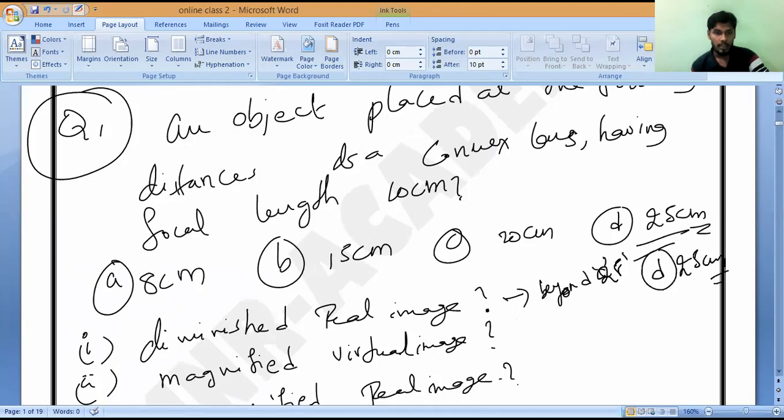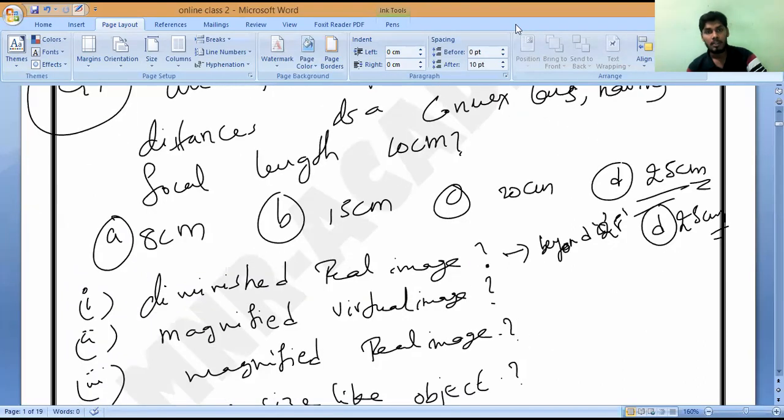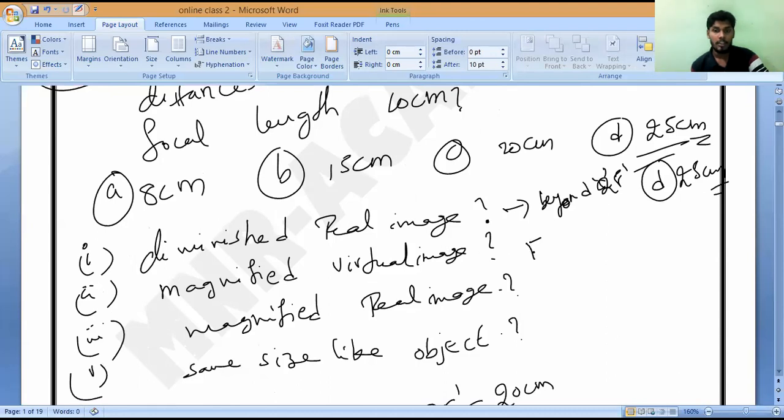So next, magnified virtual image. 8 centimeter. Optical center C, is it yes or no? 8 centimeter is within 10 centimeter, so it will form a virtual image. So it is 8 centimeter.